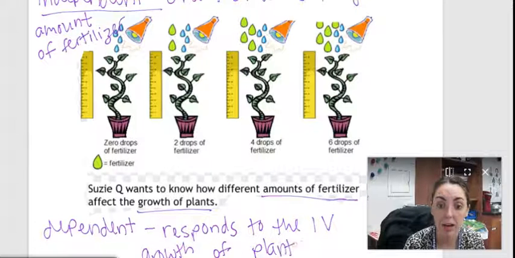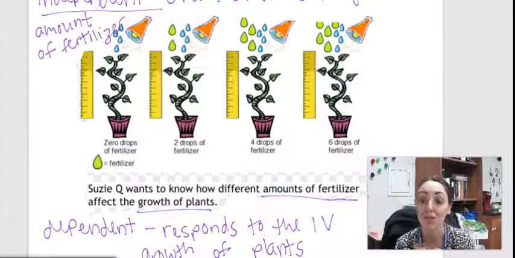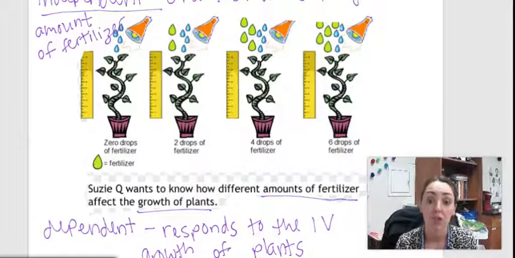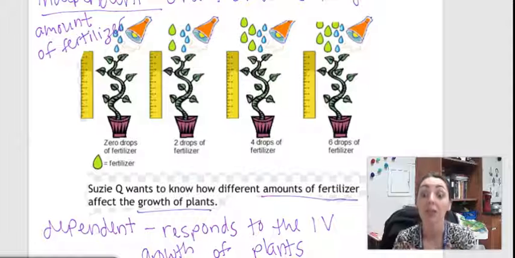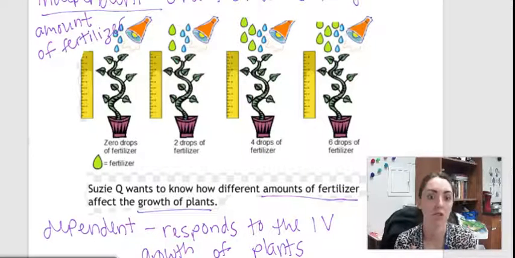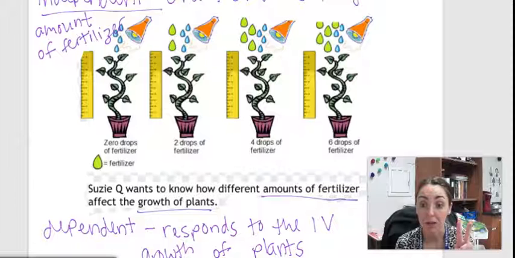So independent variable, the one she changes, the amount of fertilizer. And then the dependent variable is the one that responds to that change. So in response to changing the fertilizer, the plants may change how much they grow. So her hypothesis, what she thinks is going to happen, is probably if I give the plants more fertilizer, they will grow more. So two variables, the one we change, the one that responds. It's really important that we only have one of each.